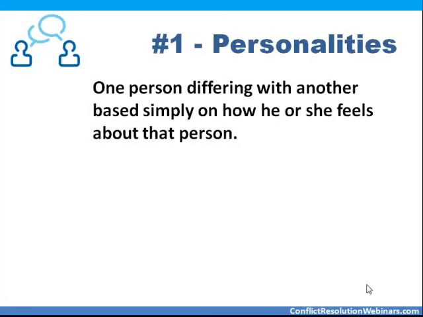Here's the first cause. Number one is personality differences. One person differing from another based simply on how he or she feels about that person. And this is real. There are different types of people in the world, and without proper training and proper encouragement, these things can spin out of control.